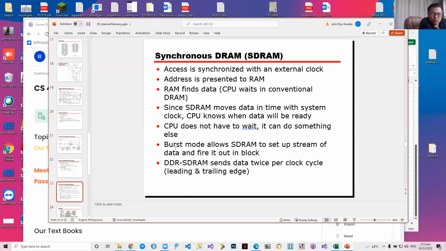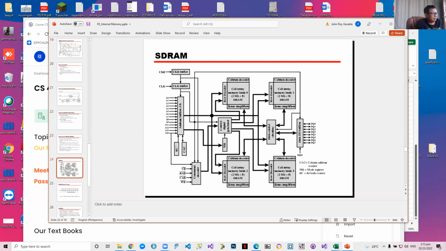So SDR is used to build the registers, like for example the AX register, the MAR, the MBR. Okay. DDR SDRAM sends data twice per clock cycle, so it can send 2 bytes per clock cycle. One of the characteristics of SDR is that it can read or write in burst mode, which means that it can fire out a block in one stream. It's expensive, this SDR.